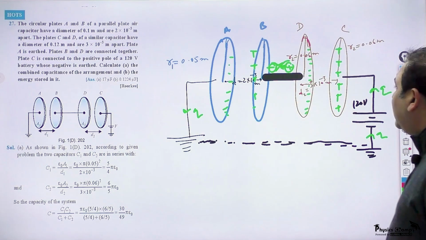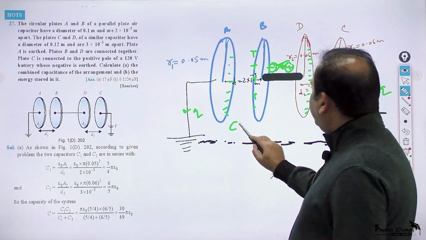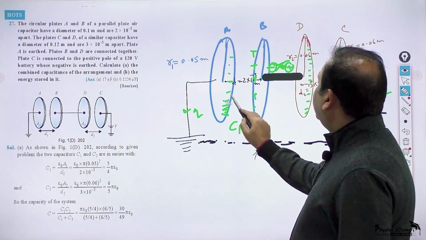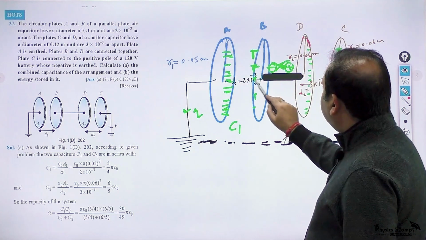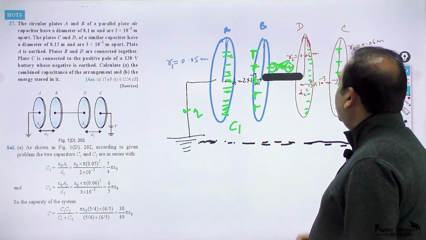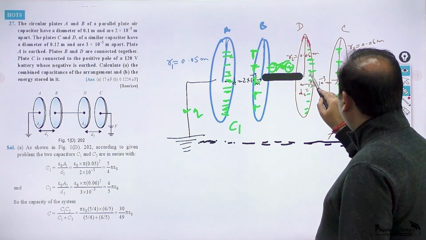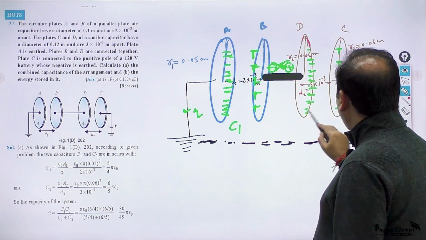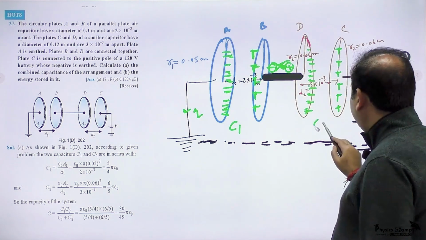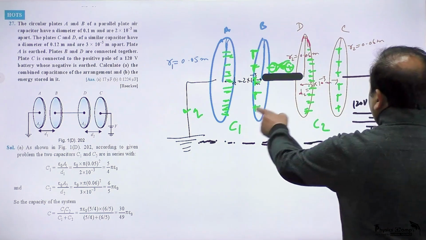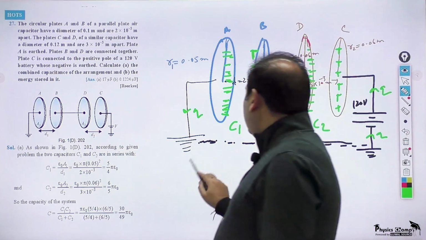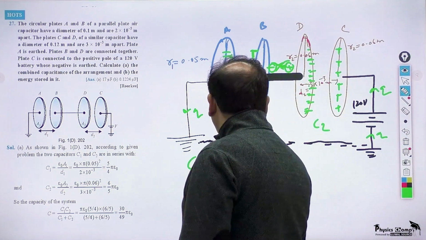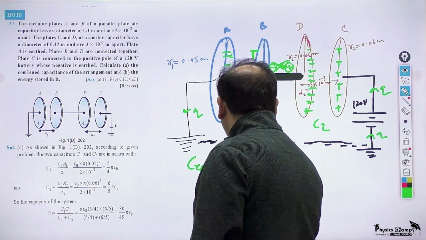If you see this arrangement, if this is capacitor C1, it's negative and it is positive, and here it is negative, and here it is positive. So with the positive of this, the negative of the second is joined, they are in series. So C equivalent would be C1 C2 by C1 plus C2.